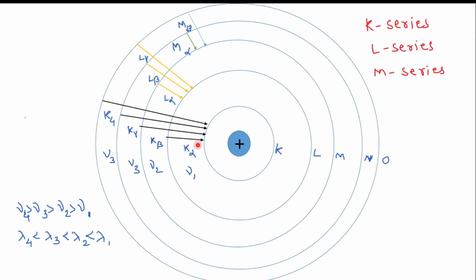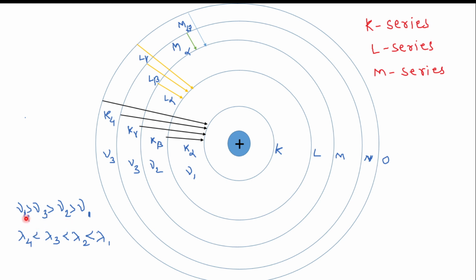The difference EL minus EK gives K alpha the frequency nu1, so nu1 is smaller as compared to nu4. Nu4 is greater than nu1. So nu4 has larger frequency and larger energy difference, and nu3 is larger than nu1 but smaller than nu4. Similarly, in this way.